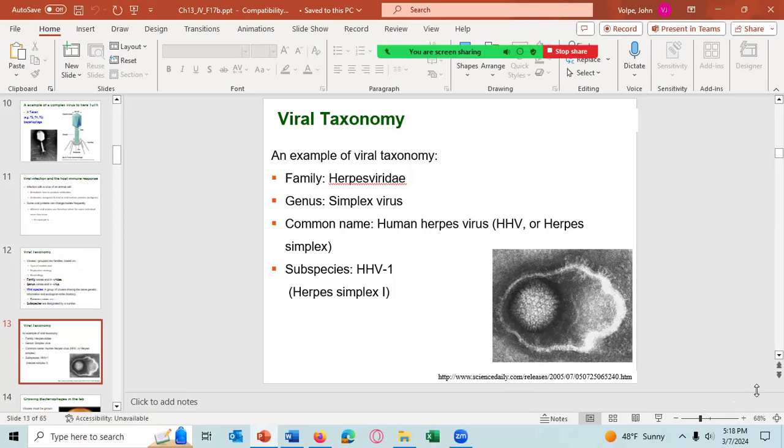So there's an example of viral taxonomy. Any questions on viral taxonomy?